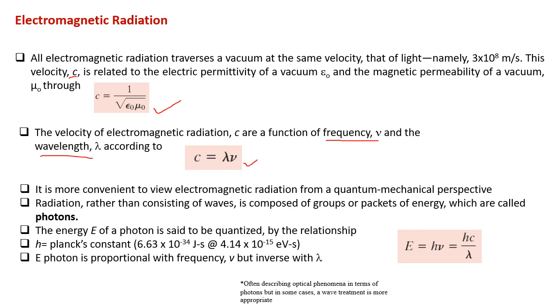It is more convenient to view electromagnetic radiation from a quantum mechanical perspective. Radiation, rather than consisting of waves, is composed of groups or packets of energy which are called photons. The energy E of a photon is said to be quantized by the relation E equals hv or hc over lambda, where h is the Planck constant and E of a photon is proportional to frequency v but inversely proportional to lambda.